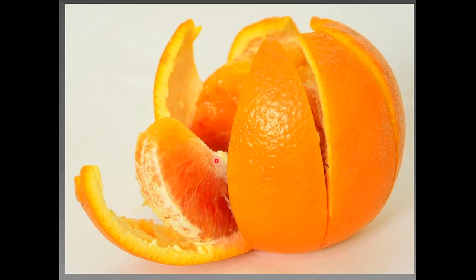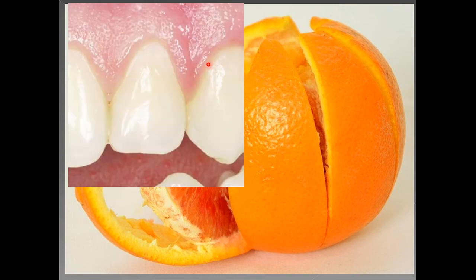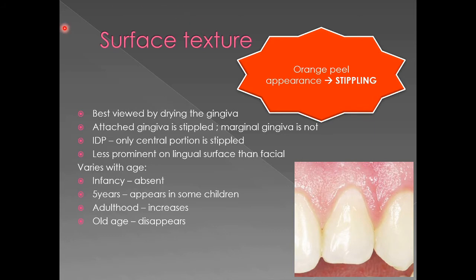Before we move into the next feature of the gingiva, I think you closely observe this image. This is an orange. Now, can you just find some similarities between the two? Yes. On the surface, it more or less appears the same. So the next feature is called as surface texture. So this is correlated to that of an orange peel appearance, and it is called clinically as presence of stippling.